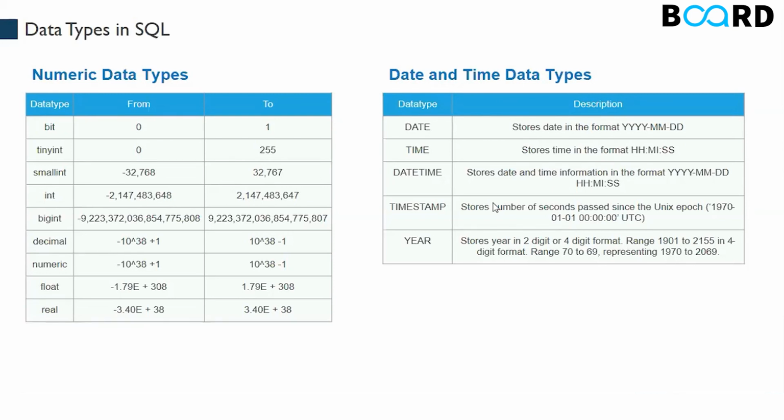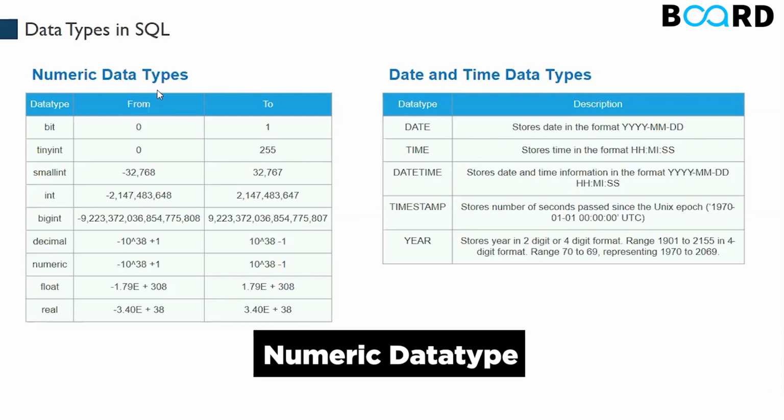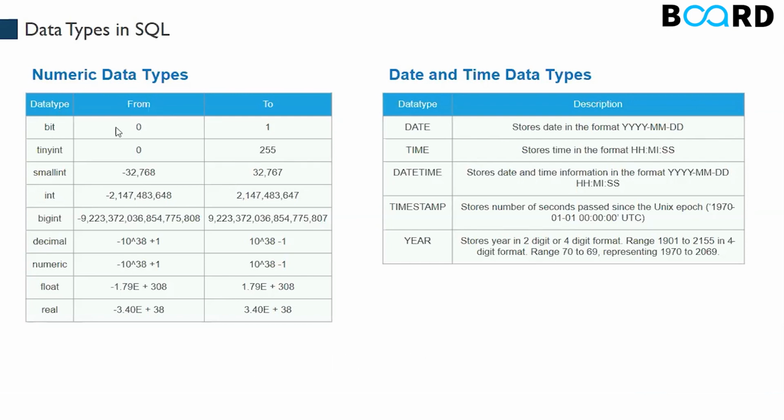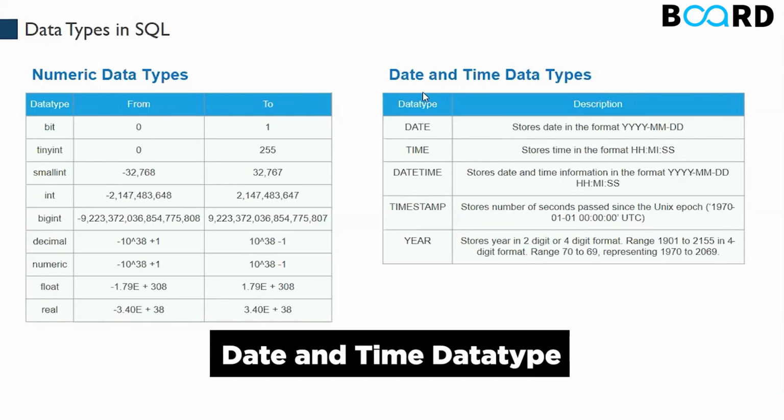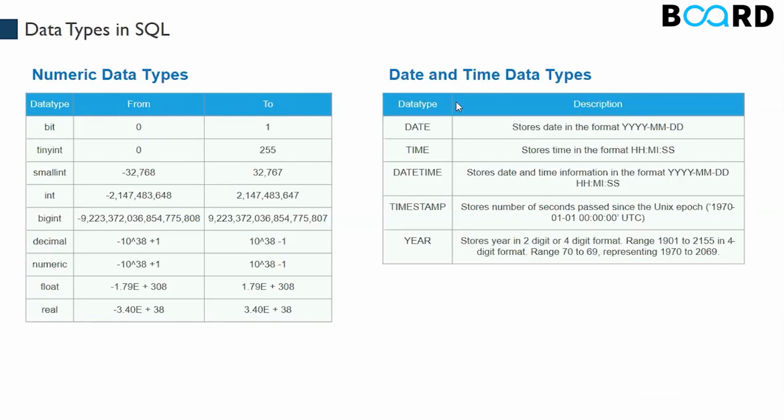Okay. For example, there is the numeric data type, which you can use in SQL. Numeric data types are bit, 0 and 1, tiny int, small int, integer, big integer, decimal value, numeric value, float, and real. There are date and time data types, which are date, time, date time, timestamp, year. So this one, the range is from 1901 to 2150.